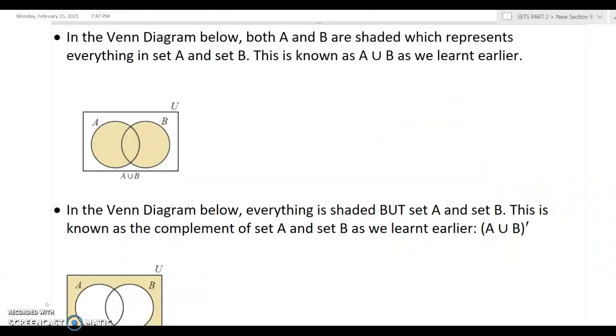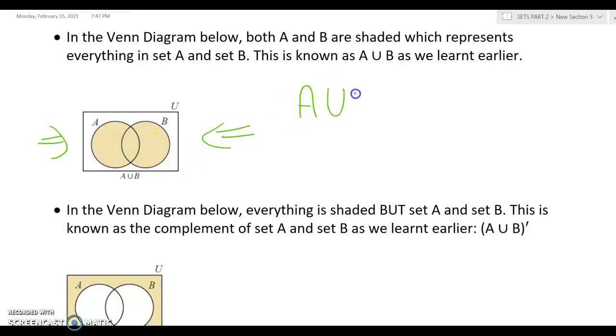So let's look at some more Venn diagrams now. In this one here, A and B are shaded. Again, I apologize for the construction noises. So in this Venn diagram, both sets A and B are shaded, so it represents A union B.